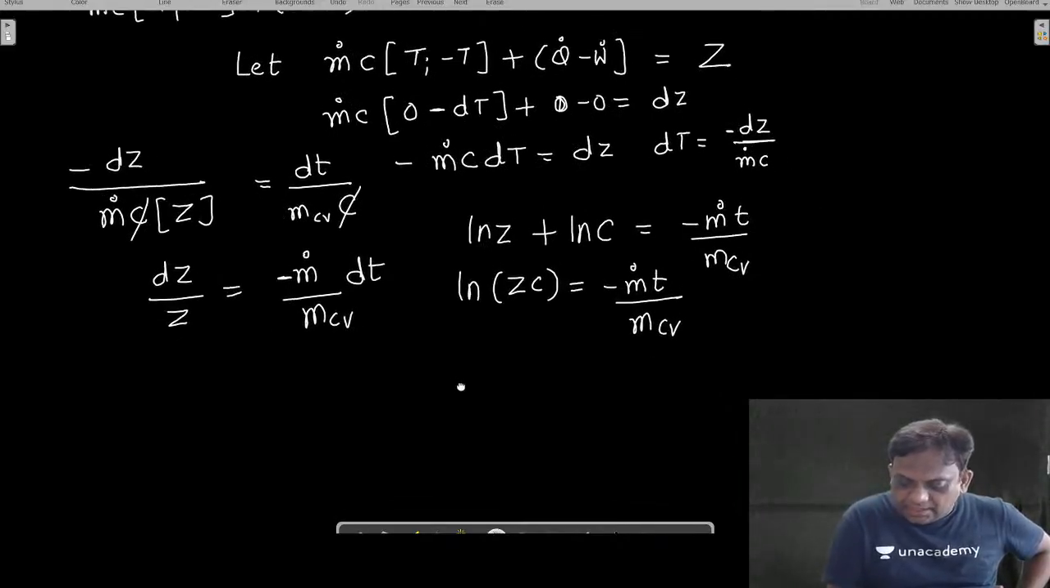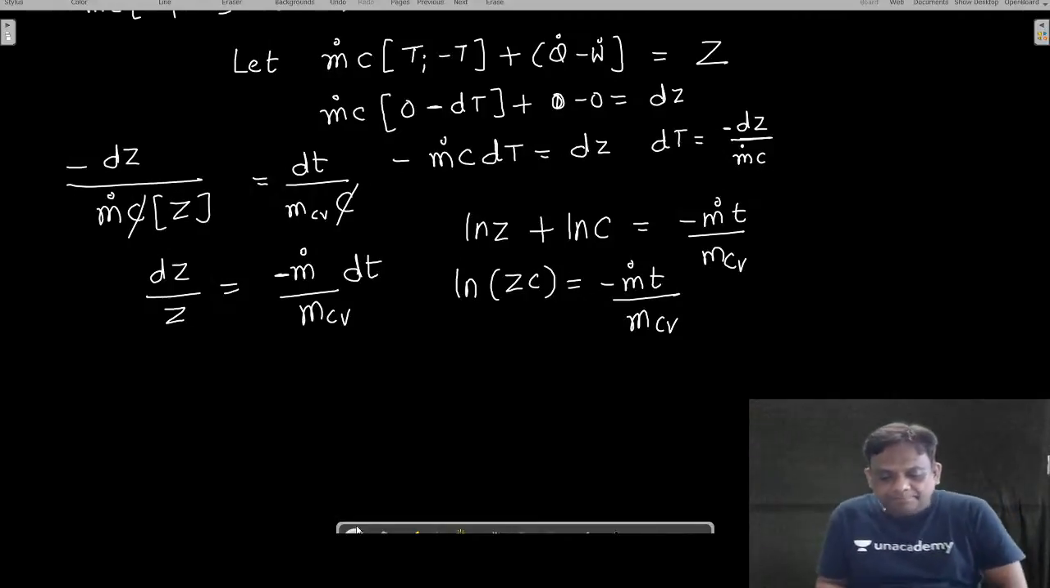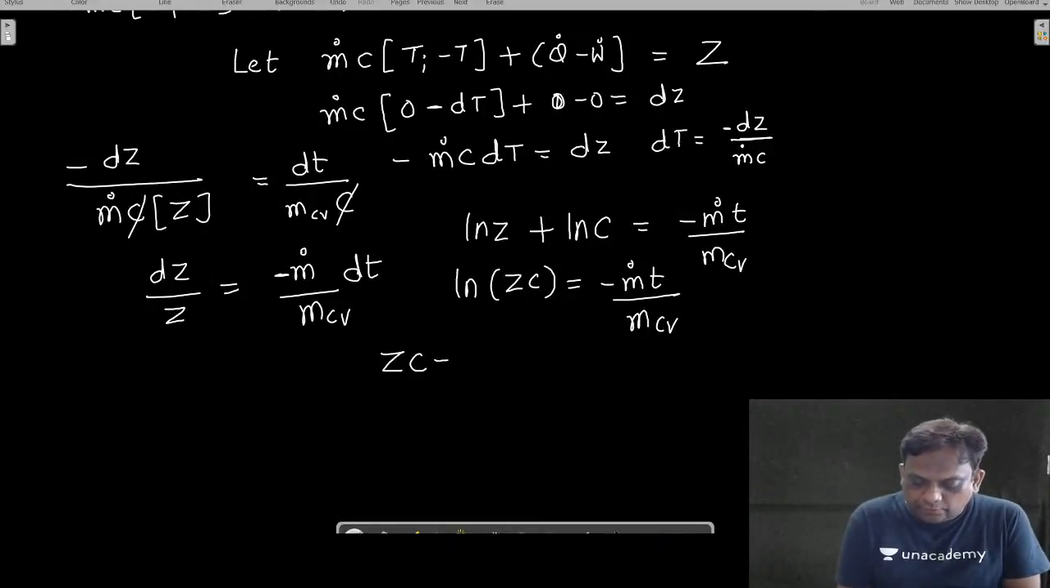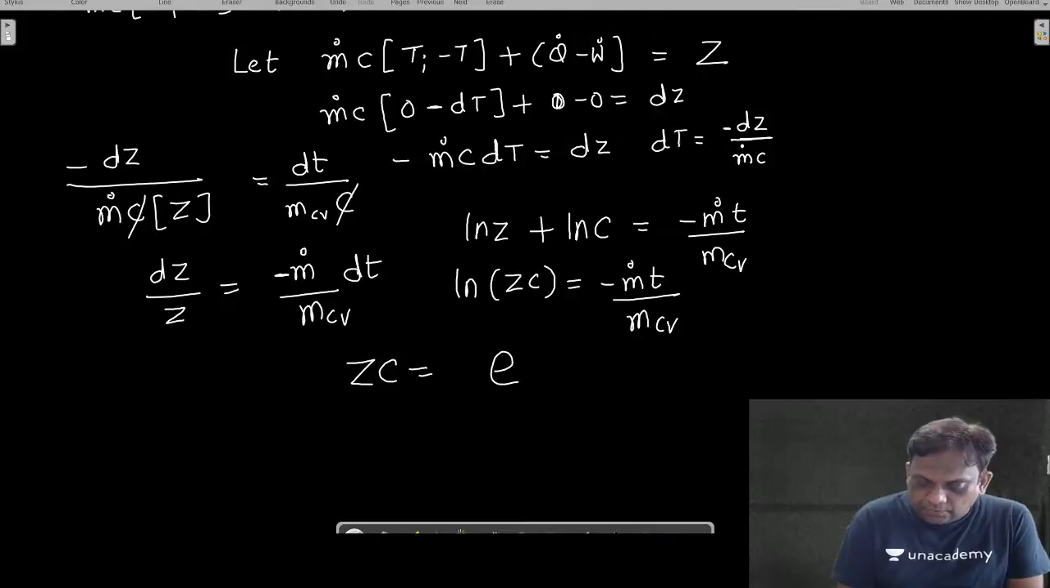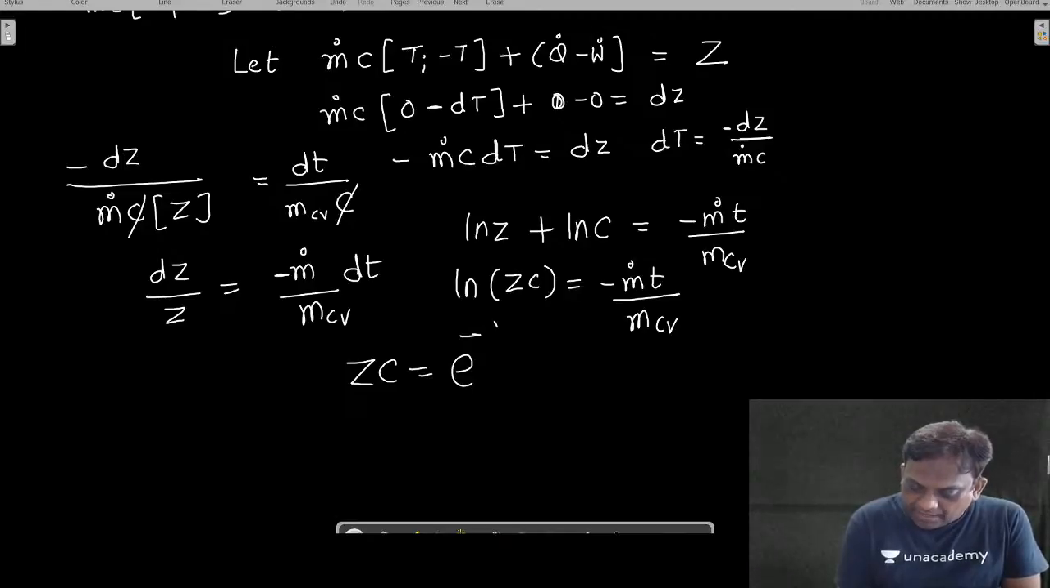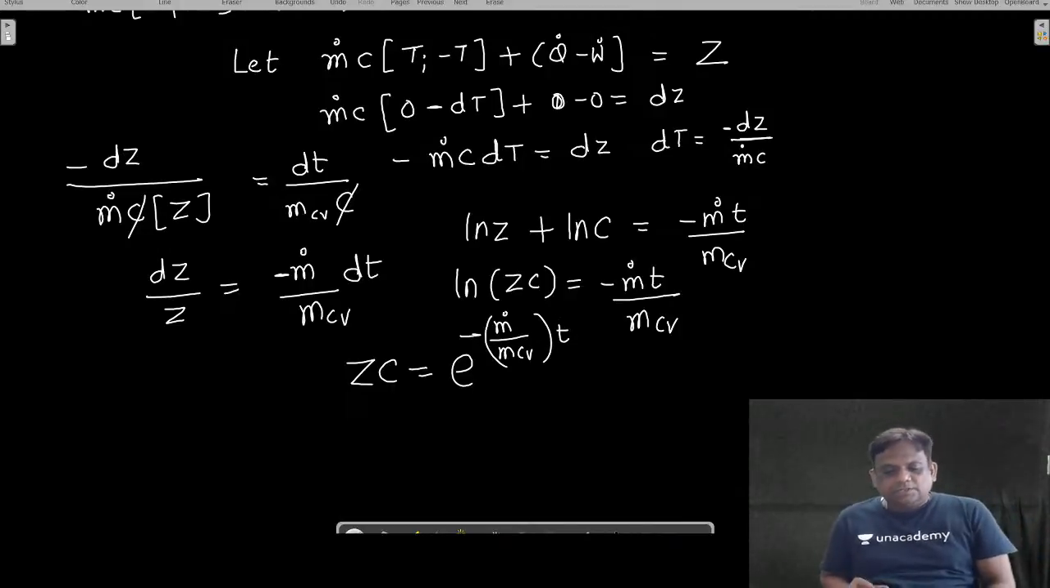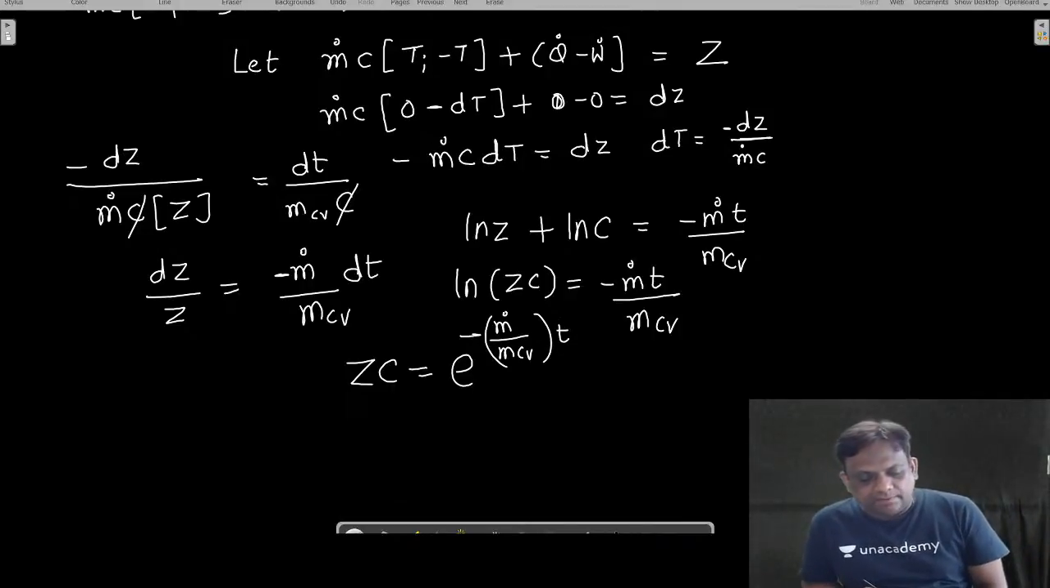Wonderful, my dear students. So therefore now I'll write Zc is equal to e power, look once, let me delete this, e power minus m dot by m Cv into T. Wonderful, my dear students. So now you tell, is it clear? Speak up, all of you, are we clear?